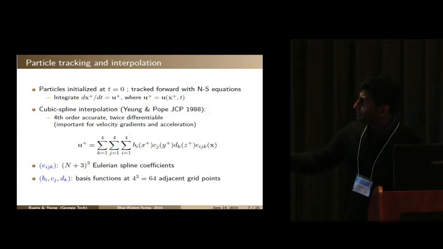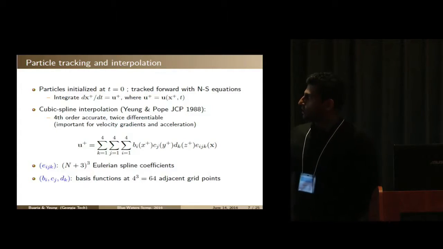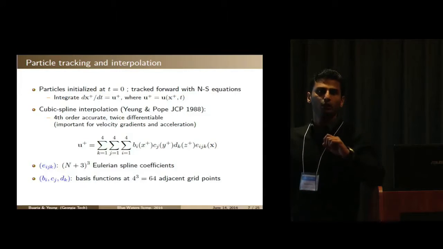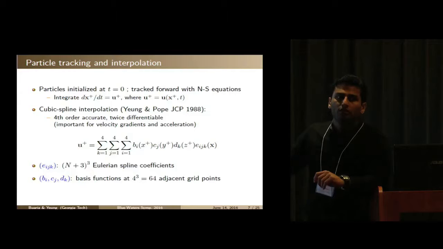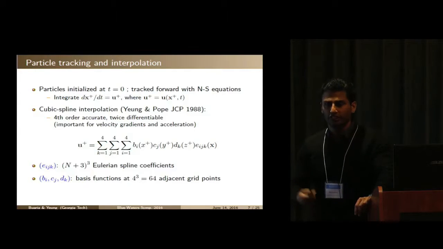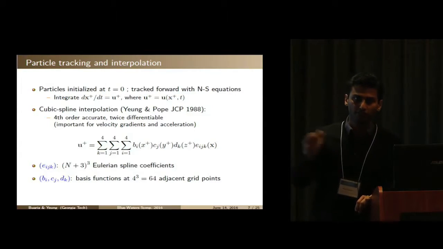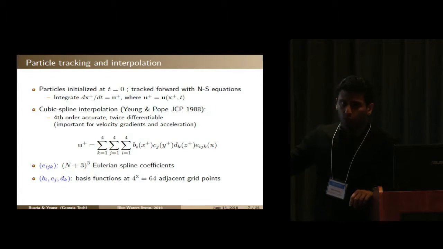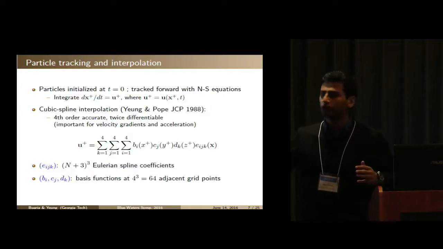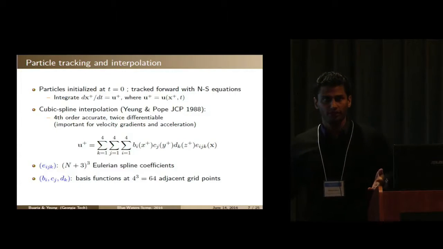At any given location, the interpolated velocity is given by this formula, where B, C, and D are the basis functions which depend only on the position of the particle. And E, I, J, K are the so-called spline coefficients, which is essentially the velocity field transformed to do the interpolation. For N cubed grid points, we have N plus 3 cubed spline coefficients. As you can see, they don't depend on the number of particles. They just depend on the velocity field itself.